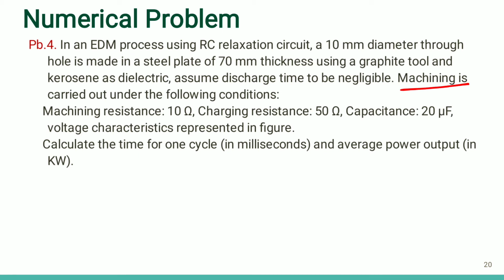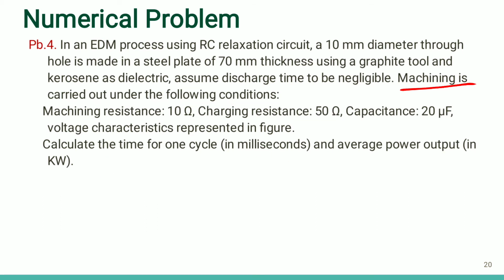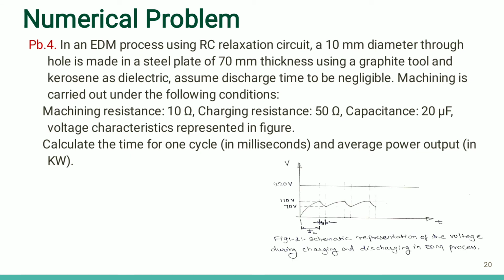Okay, the machining is carried out under the following condition. So the condition is given to you. First is machining resistance, so the machining resistance Rm is 10 ohm. Charging resistance, that is Rc, is 50 ohm. The capacitance value C is given to you, that is 20 microfarad. Okay, the voltage characteristic is represented in the figure. So the figure is also given to you. Okay, so this is basically the figure. Calculate the cycle time for one cycle, means Tc we have to find out.